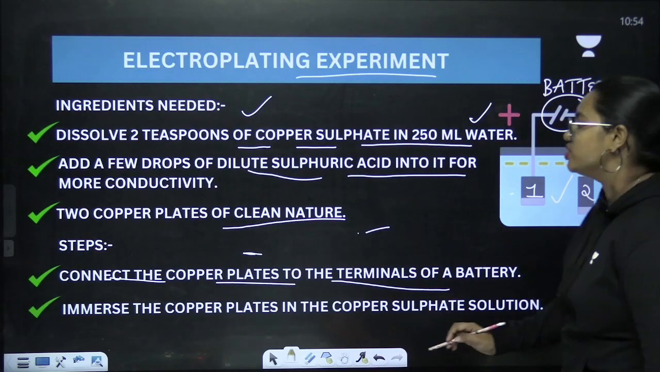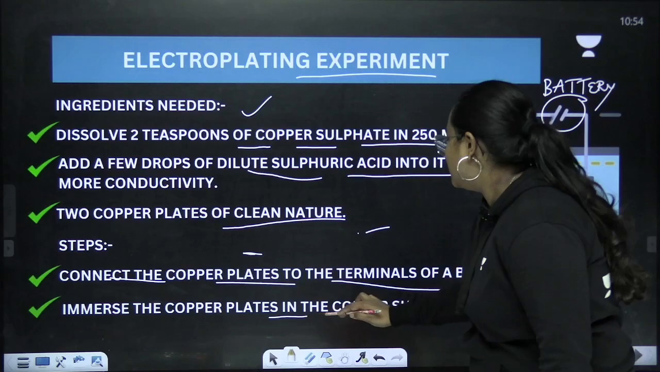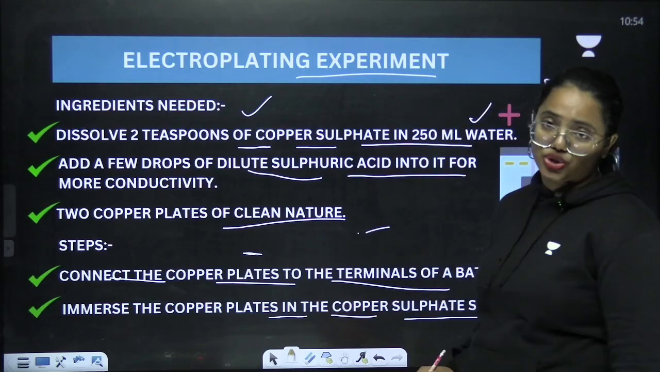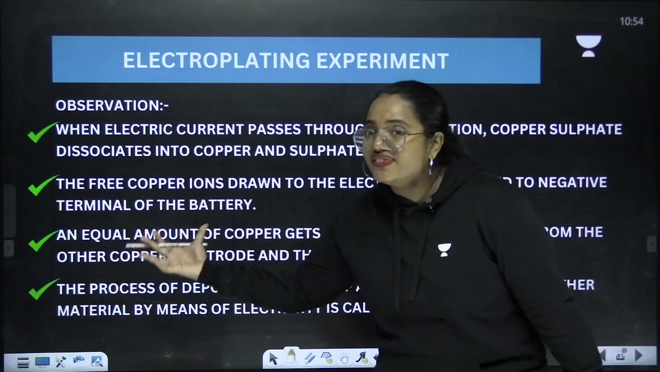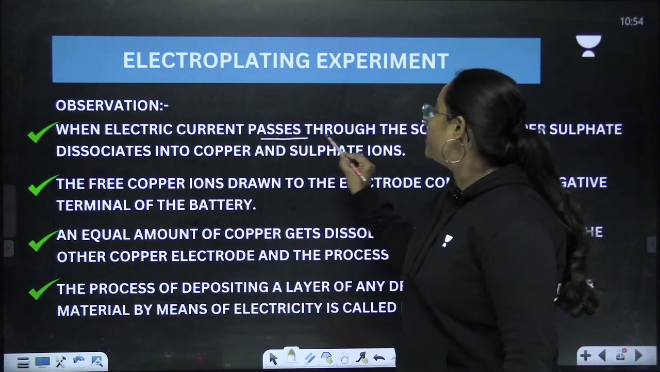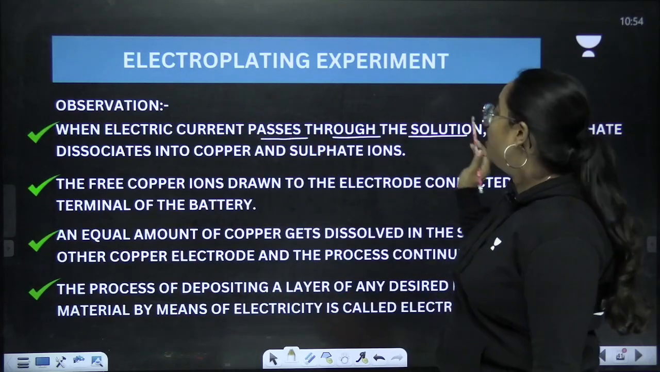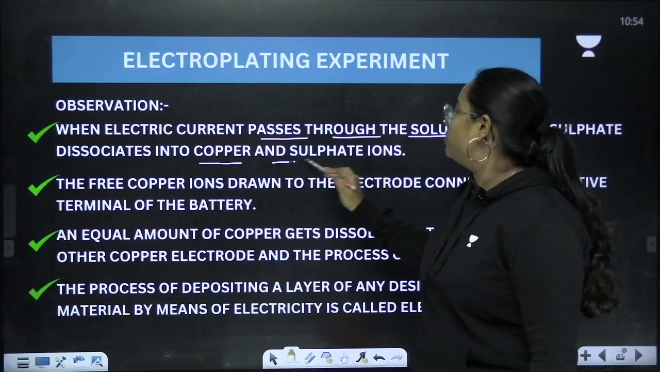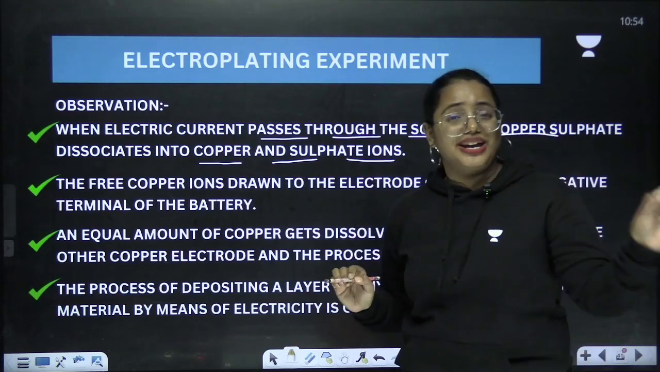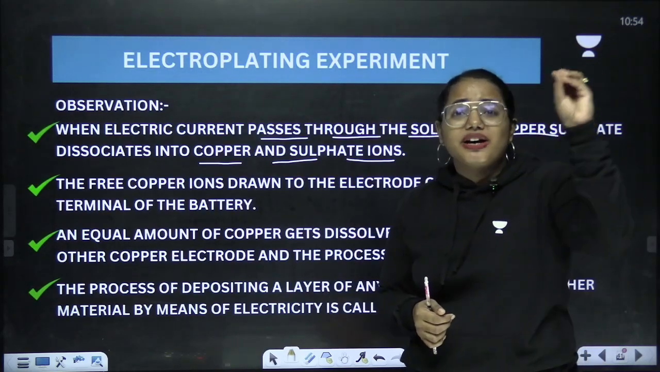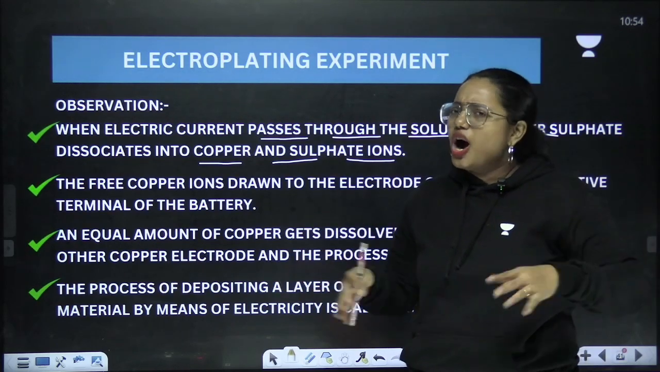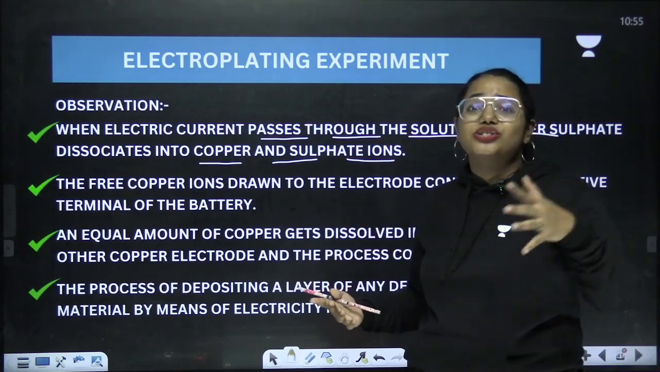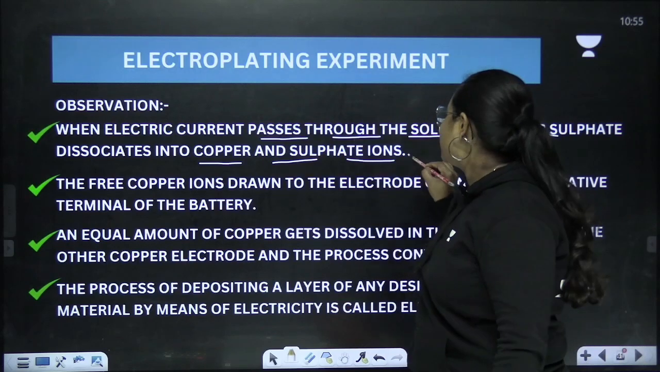Now we are going to talk about the copper plates immersed in the copper sulfate solution, and here we are going to observe things. Look at it. When electric current passes through the solution, copper sulfate dissociates into copper and sulfate ions. Very, very important. When electric current passes through the whole setup, the solution can dissociate into copper and sulfate ions.